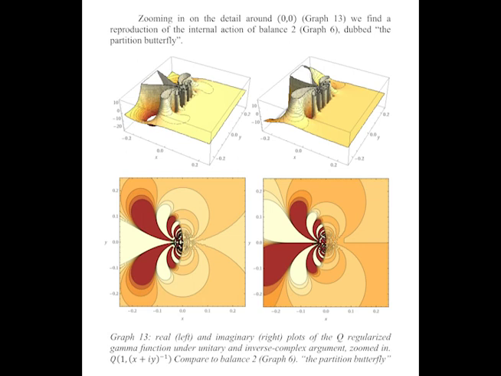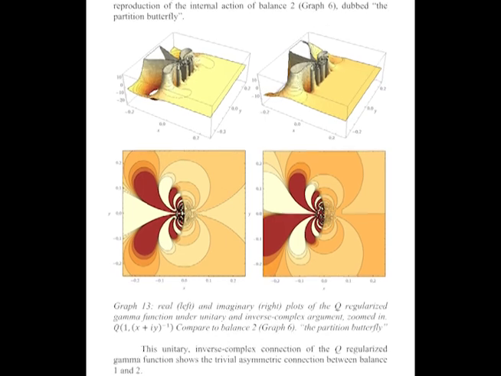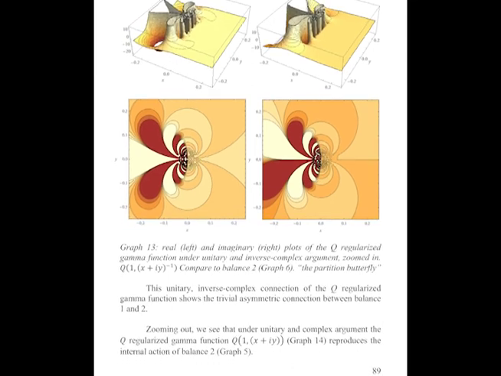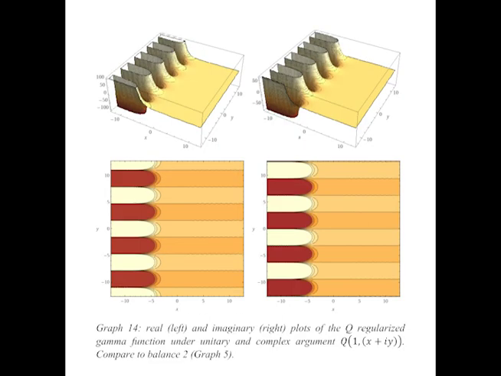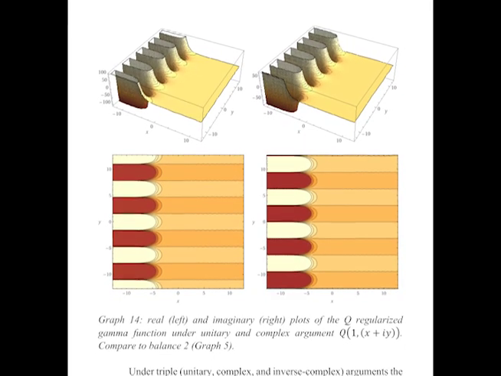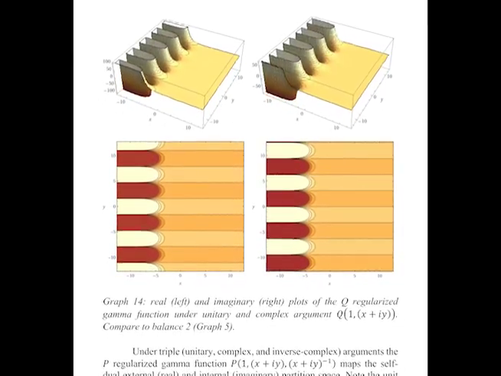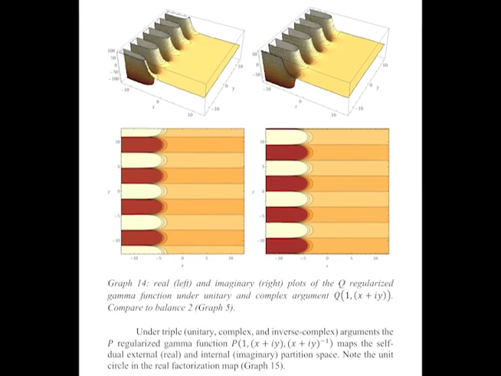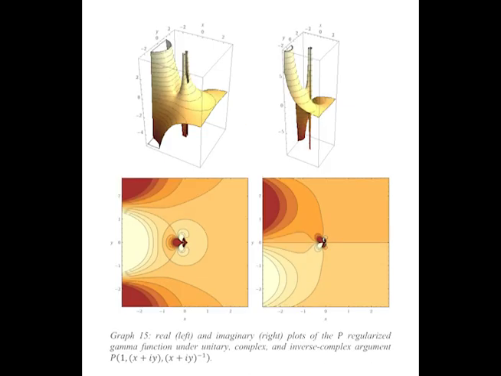Zooming in on that detail, around 0, 0, we find a reproduction of the internal action of balance 2, dubbed the partition butterfly. Zooming out on the same graph, we see that under unitary and complex argument, the Q regularized gamma function reproduces the internal action of balance 2. Under triple unitary complex and inverse complex arguments, the P regularized gamma function maps the self-dual external real and internal imaginary partition space. Note the unit circle in the real factorization map in graph 15.